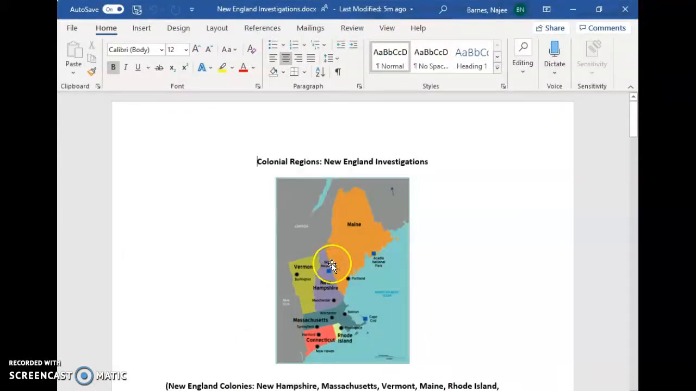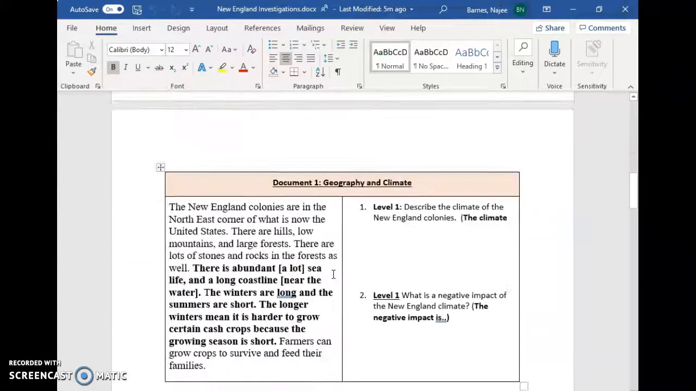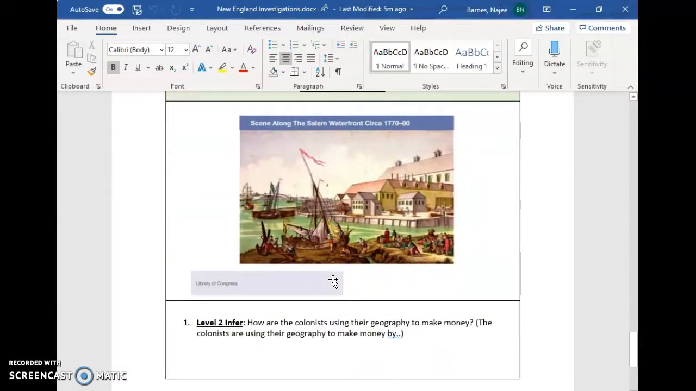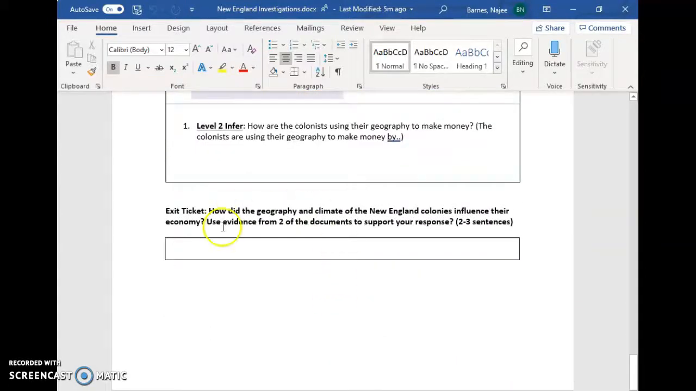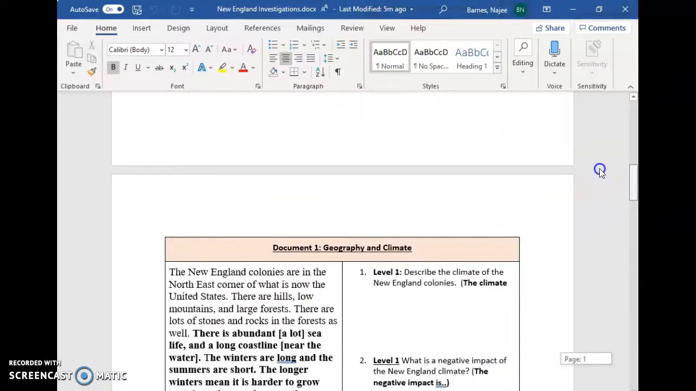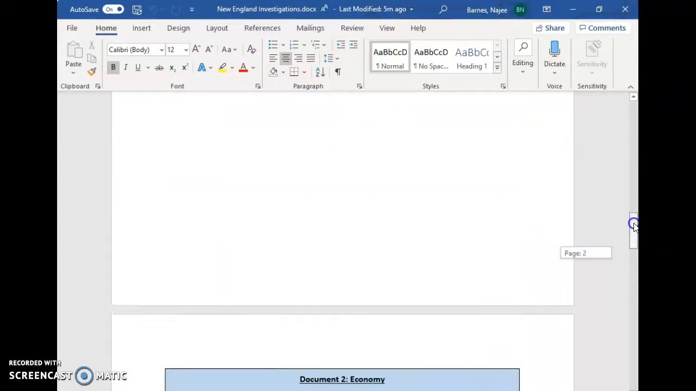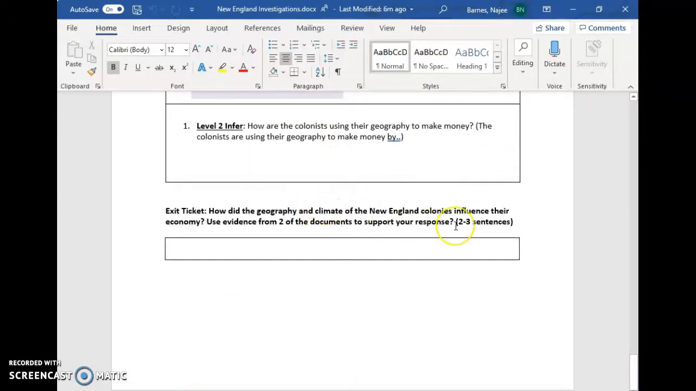So what you're going to do is reread our objective and go over your success checklist. You're going to look at these secondary sources about the geography and economy of the New England colonies. And then you're going to answer this exit ticket question telling me, how did the geography influence their economy? So you're going to go through all 3 documents, and then you'll be able to tell me how the geography and climate of the New England colonies influenced their economy.